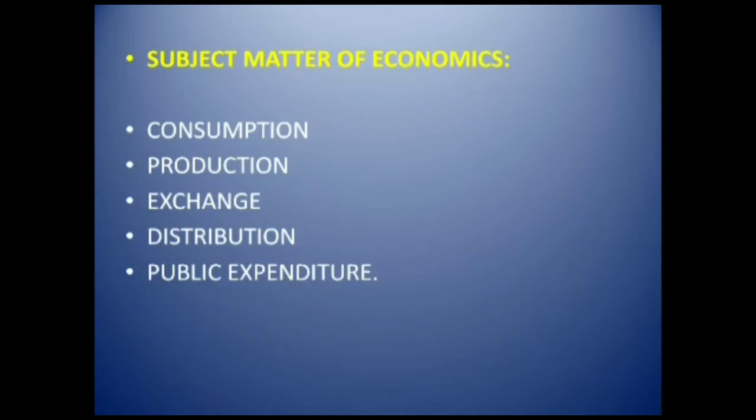Then the fourth one is distribution. Distribution means the distribution of national income among the various factors of production in the form of factor payments, that is rent, wages, interest, profit, all these things. Then the fifth one is public expenditure. I have already explained to you what is public expenditure. The money that government spends for the welfare of the society, for the construction of roads, buildings, dams, hospitals, that expenditure is called public expenditure.